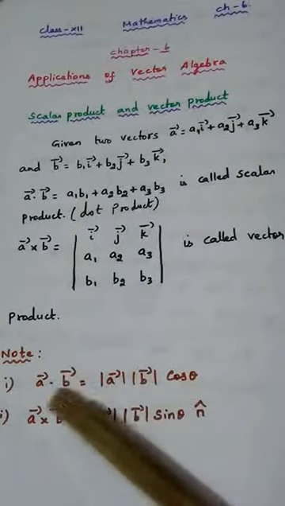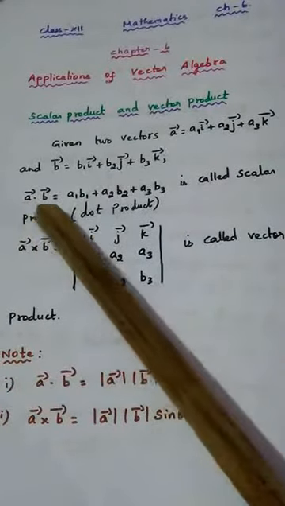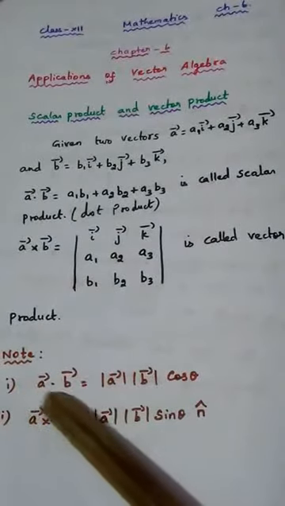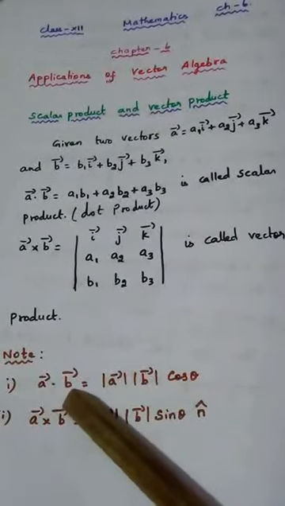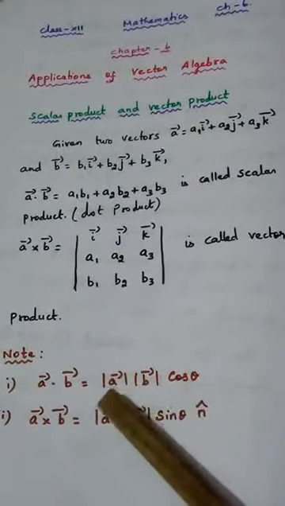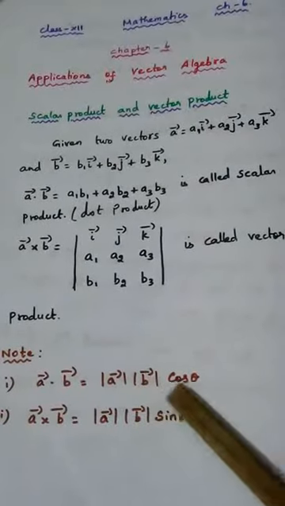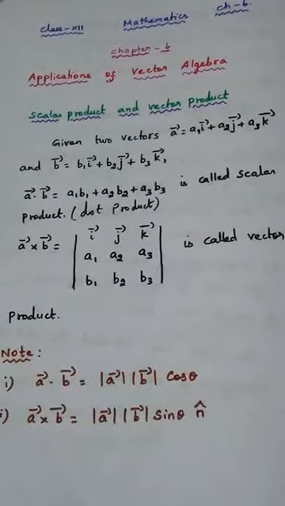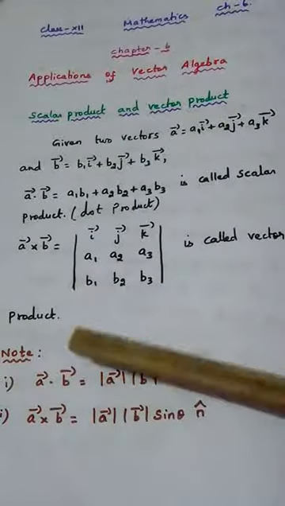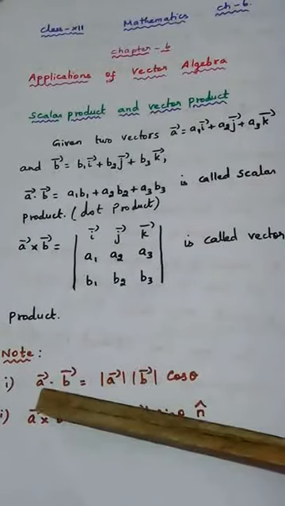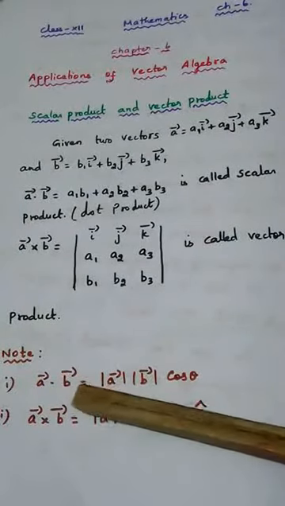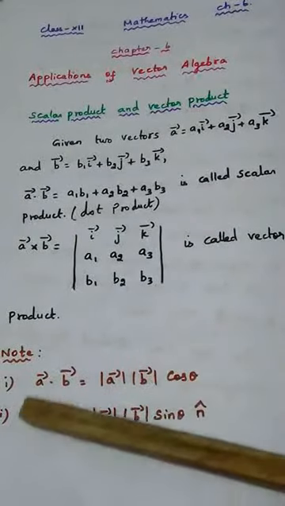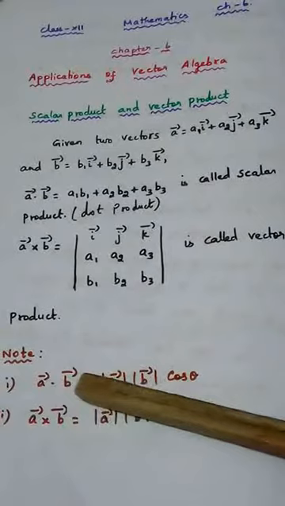Note, A vector dot B vector, how to calculate we have already seen. Now this is the formula for A vector dot B vector. The formula for A vector dot B vector is nothing but modulus A vector, modulus B vector, cos theta, where this theta is nothing but the angle between A vector and B vector. Again I repeat, this is also something we have already learnt, just recollecting.